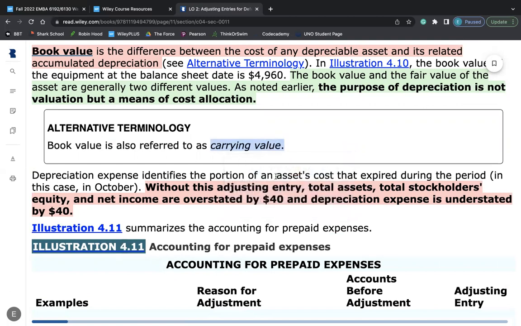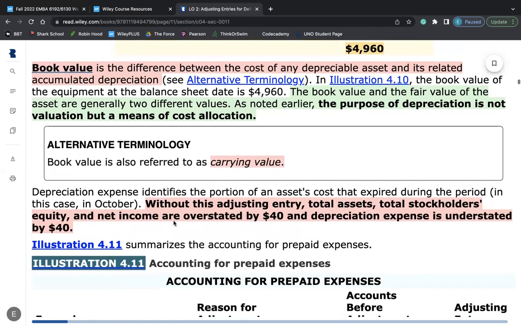You never know. All right, depreciation expense identifies the portion of the asset's cost that expired during the period. Without this adjusting entry, total assets, total stockholders' equity, and net income are overstated by $40, and the depreciation expense is understated by $40.